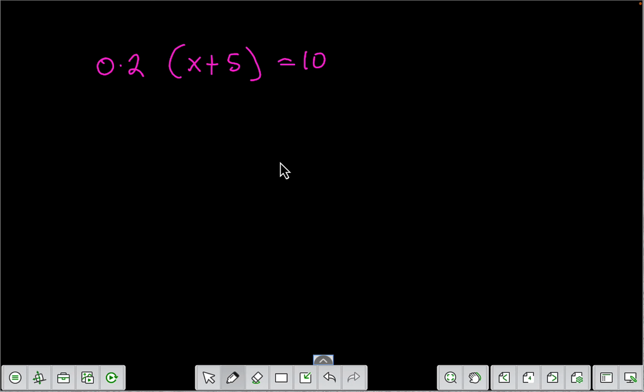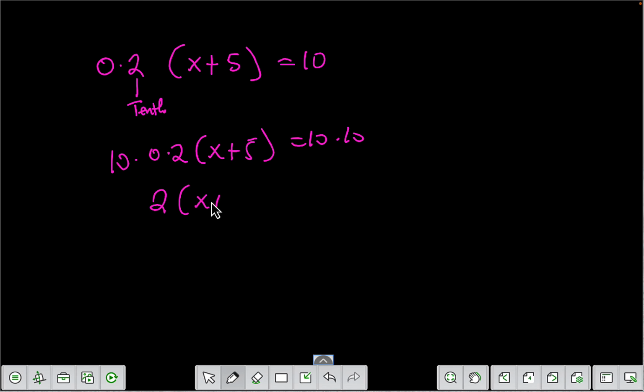Alright, so let's look at this problem. I just put this problem because this has a decimal, and then we have to look at it. If I was looking at this problem, what you can do is to change the decimals into a fraction or a whole number, right? So we can multiply everything here by 10 because this is in the tenths, right? So 10 times 0.2 times x plus 5 equals 10 times 10, right? And this will give you 2 times x plus 5 equals 100.